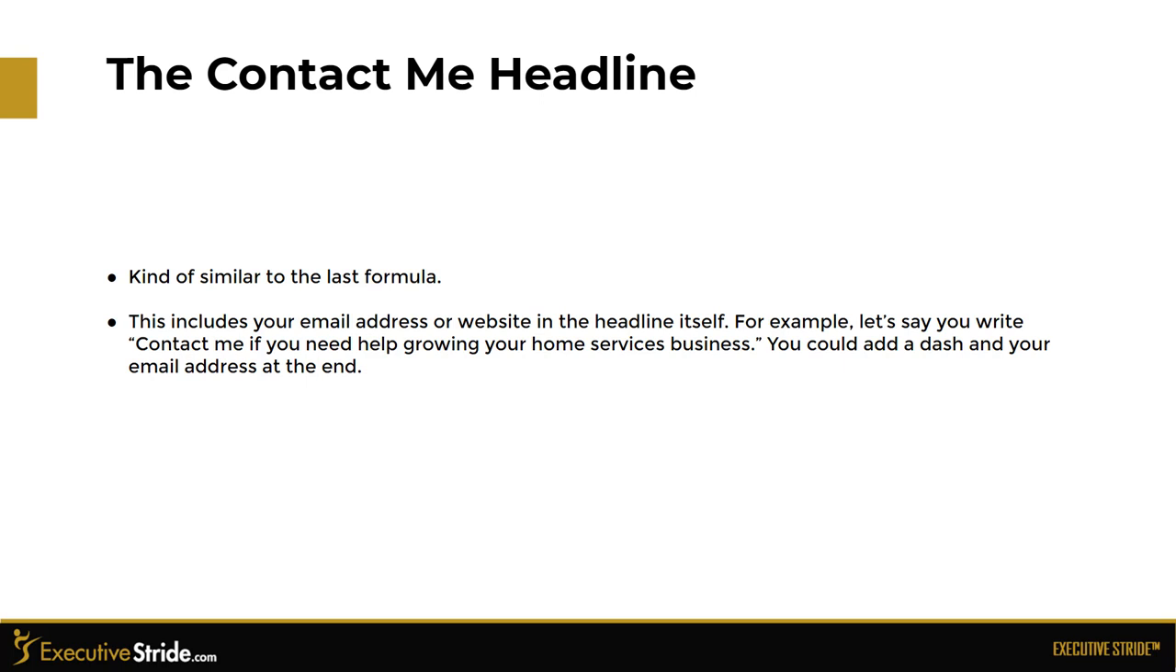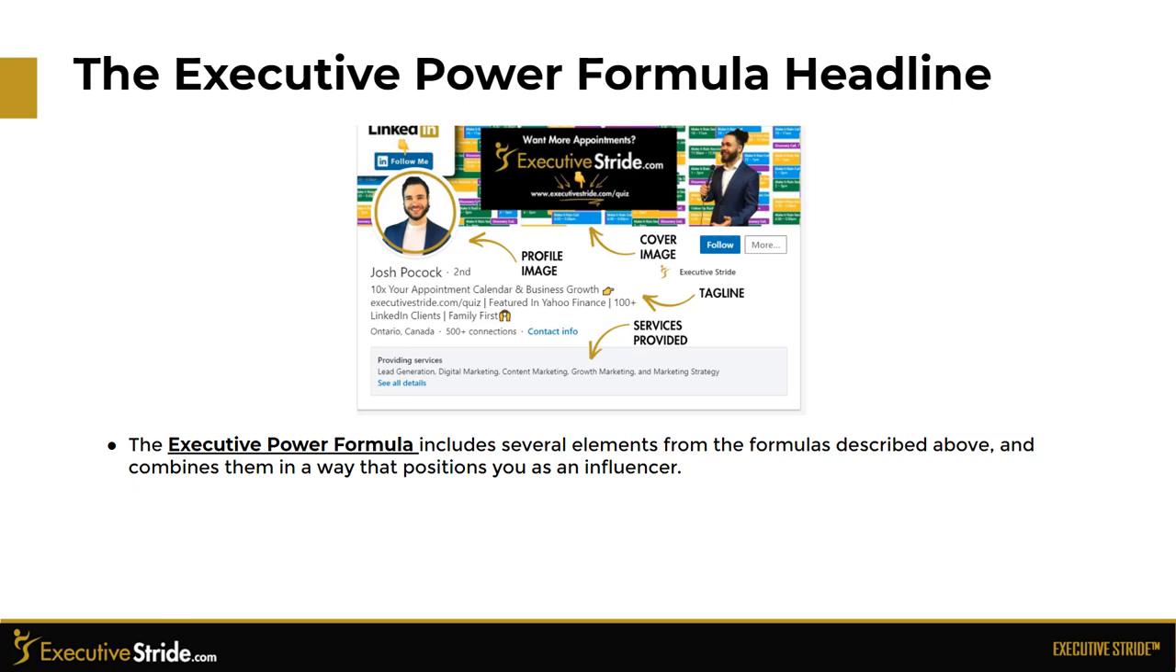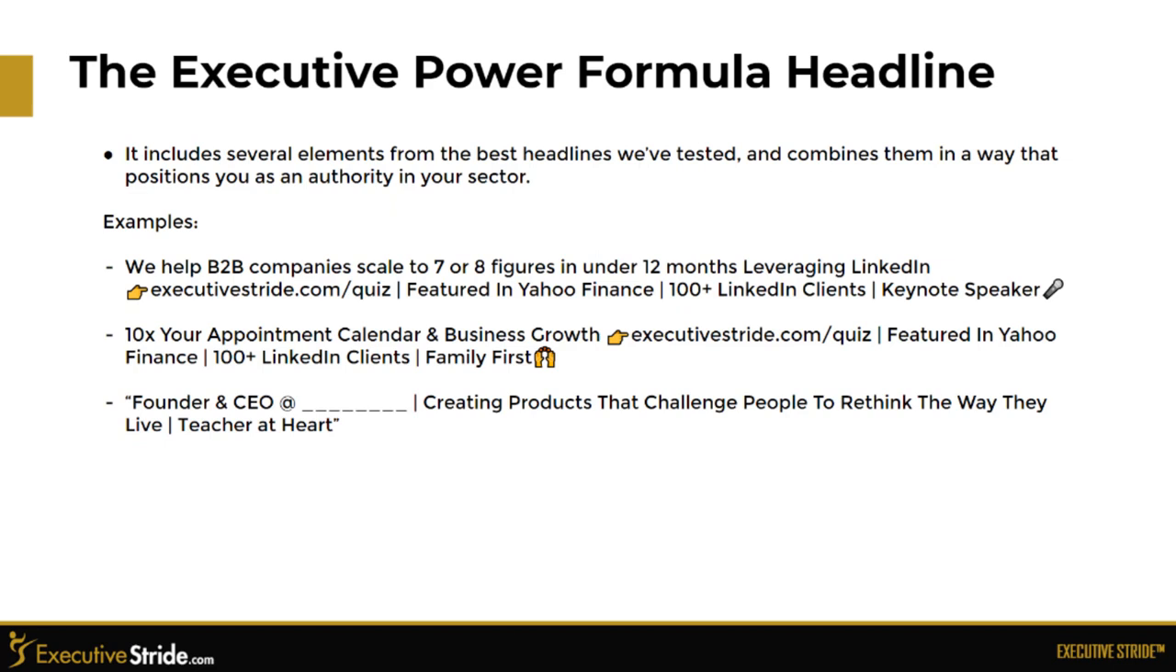All right, and the executive power formula headline. So the executive power formula headline includes several elements of the formulas described above and combines them into a way that positions you as an influencer. Alright, so it includes several elements from the best headlines we've tested and combine them in a way that positions you as an authority in your sector. So typically, the two main headlines we like to use are either the I help niche achieve this result with or without X, or the executive power formula, or you can kind of combine these.